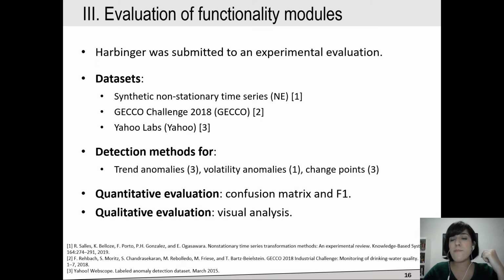And event detection processes were instantiated for each of the selected time series. For this, we adopted 7 detection methods covering events of different types, namely trend and volatility anomalies and change points. The quantitative assessment of the quality of the detections is based on confusion matrices and the F1 metric, while the qualitative assessment is based on visual analysis of the produced plots.